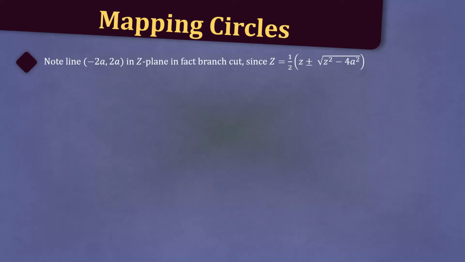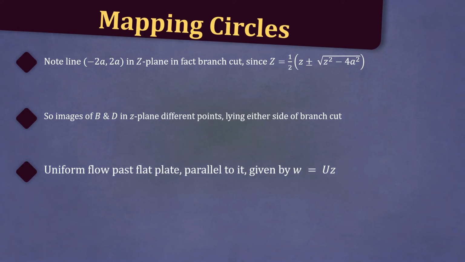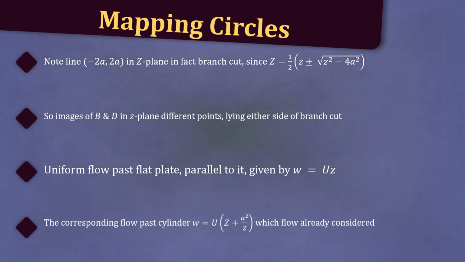Note that the line minus 2a to 2a in the lowercase z plane is in fact a branch cut, since capital Z is equal to a half of lowercase z plus or minus the square root of lowercase z squared minus 4a squared. So the images of B and D in the lowercase z plane are different points lying either side of the branch cut. Uniform flow past the flat plate parallel to it is given by W is equal to Uz. The corresponding flow past the cylinder is W equals U times capital Z plus a squared over capital Z, which is the flow we already have considered.